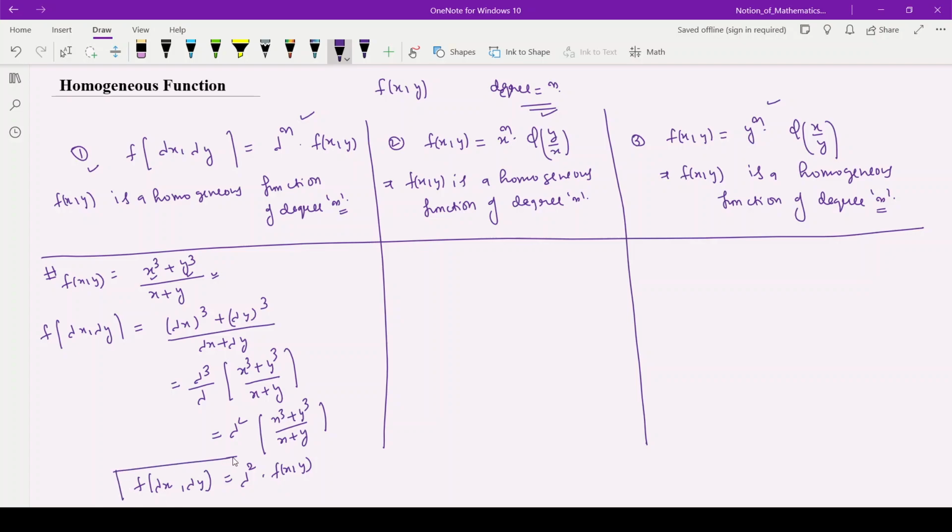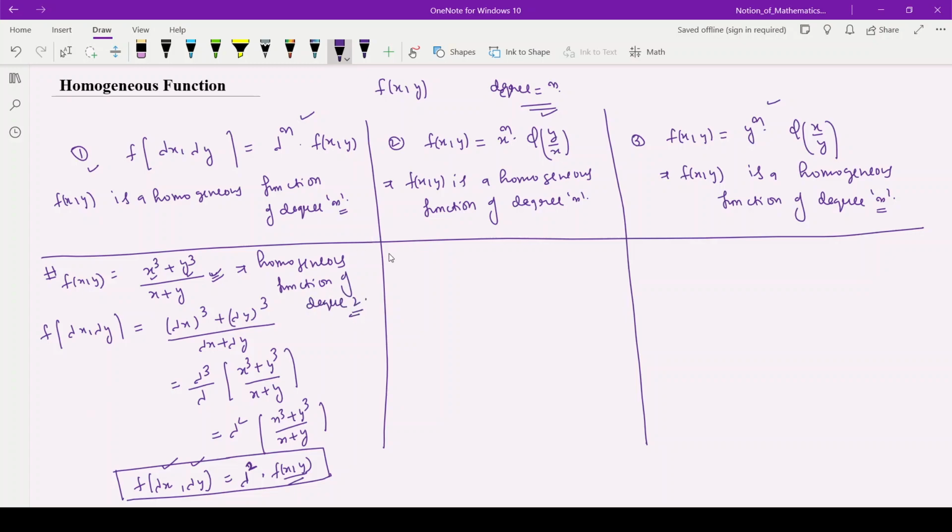If you observe here, this function is a homogeneous function of degree 2, because f(λx, λy) is equal to λ to the power n, and here n is equal to 2, into the original function. So yes, it is a homogeneous function of degree 2.